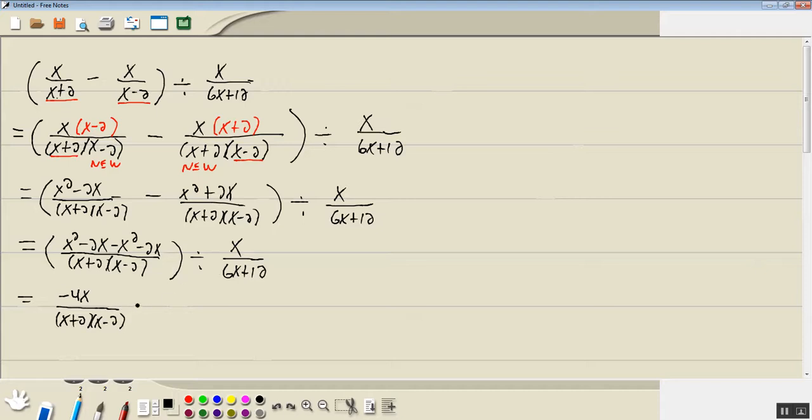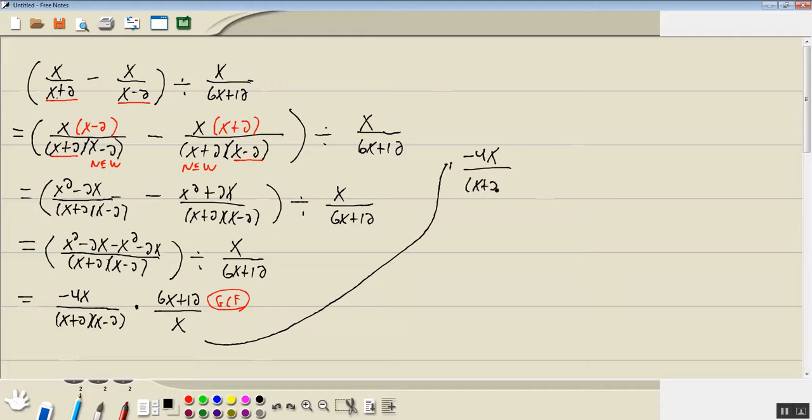Now, division. I know I'm going to rewrite that as multiplication, and I flip the second fraction. So this becomes 6x plus 12 over x. Now I want everything factored, and the only thing that isn't factored is the 6x plus 12. I can factor 6 out of that. So we're going to have negative 4x over x plus 2, x minus 2, times, factor 6 out, and that gives us x plus 2 over x.